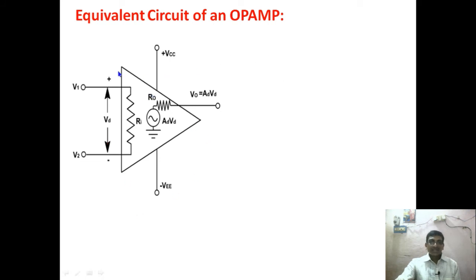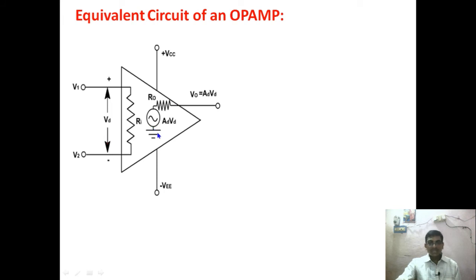This is the equivalent circuit for the operational amplifier. V1 and V2 are the two inputs. One is the inverting input and the other is the non-inverting input. The minus sign indicates the inverting input and the plus sign indicates the non-inverting input, and it has some input resistance Ri, and the plus VCC and minus VEE are the supply voltages.